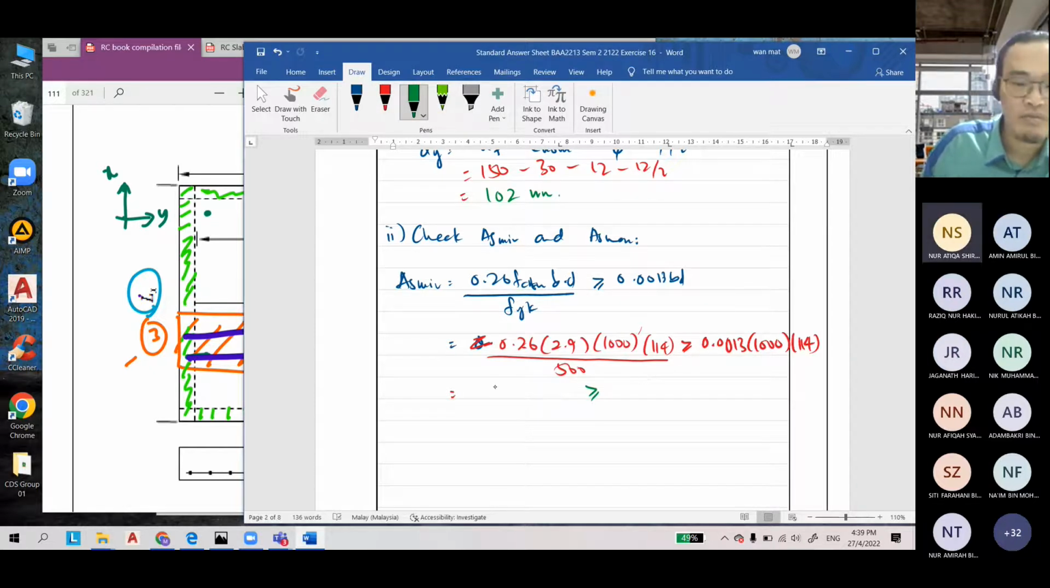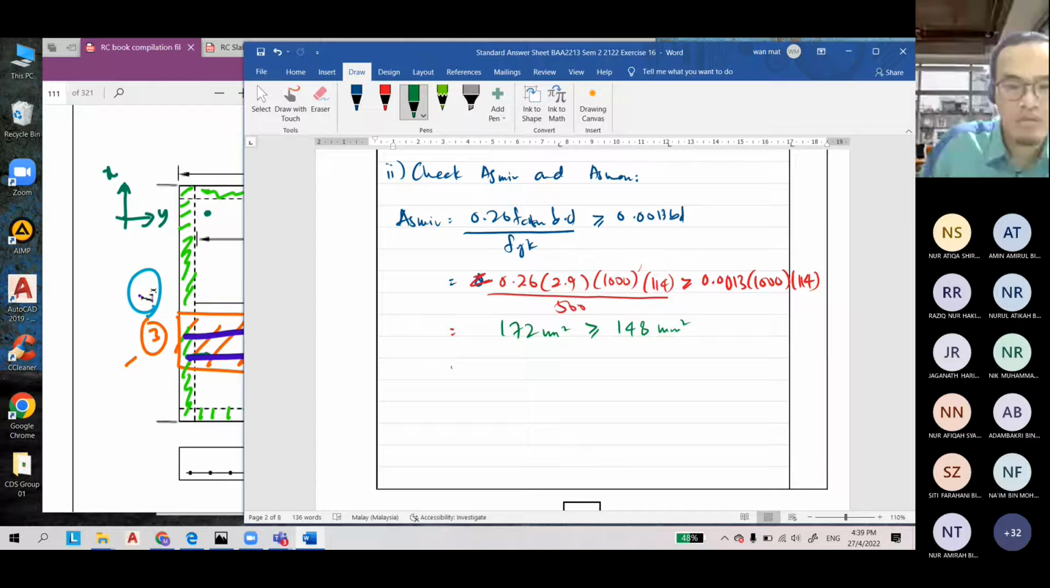For this one? 172. 172 mm square. This one? 148. Square. Okay, so you use AS minimum is equal to 172 mm square. So you must provide the reinforcement larger than 172.